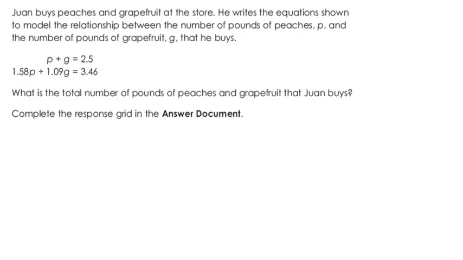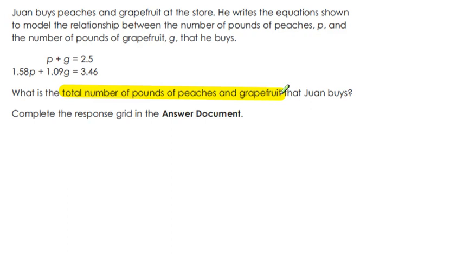Juan buys peaches and grapefruit at the store. He writes the equations shown to model the relationship between the number of pounds of peaches, P, and the number of pounds of grapefruit, G, that he buys. What is the total number of pounds of peaches and grapefruit that Juan buys? So it gives us some equations, and we're asked what is the total number of pounds of peaches and grapefruit.